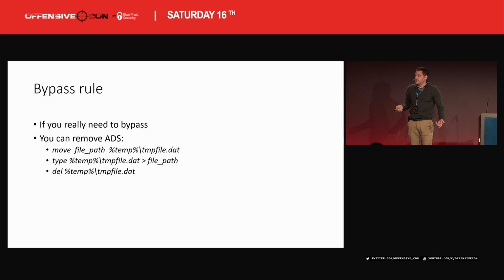Anyway, if you still want to bypass the rule, here are some command lines you can use to remove an alternate data stream from a file.